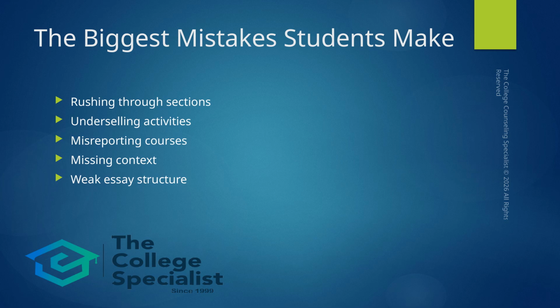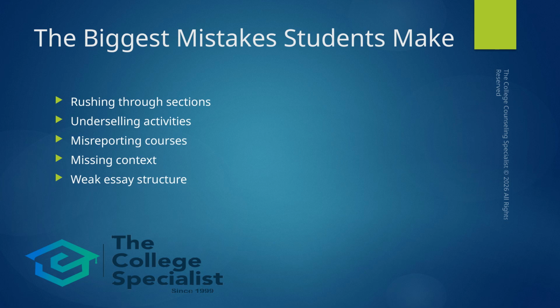Many students unintentionally weaken their applications by rushing through sections or treating the Common App like a simple form rather than a strategic document. One of the biggest mistakes is underselling activities, writing vague descriptions that fail to capture leadership, initiative, or impact. Another common issue is misreporting courses, especially when abbreviations or incorrect titles don't match the transcript. Students also frequently skip important context, such as family responsibilities or unique circumstances that shaped their high school experience.